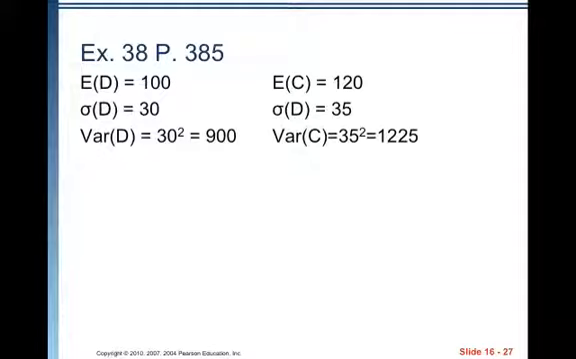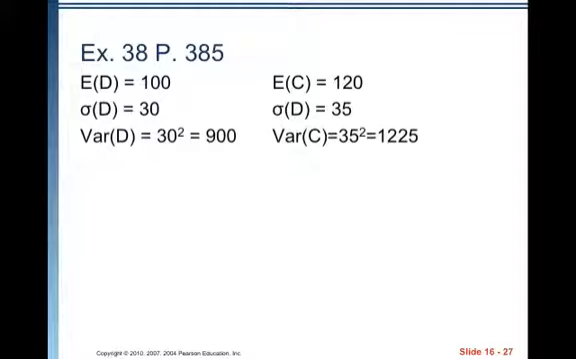The American Veterinary Association claims that the annual cost of medical care for dogs averages $100 with a standard deviation of $30, and for cats averages $120 with a standard deviation of $35. So the expected value amount for a dog for medical care is 100. The standard deviation for dogs is 30. The variance for dogs is 30 squared, which is 900.